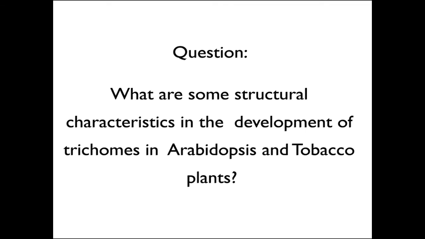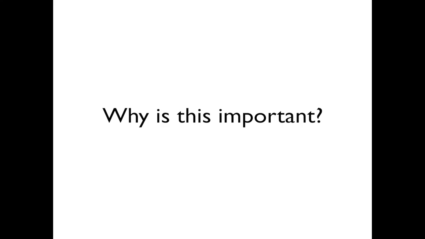What are some structural characteristics in the development of trichomes in arabidopsis and tobacco plants? The significance of this question is that plant leaf hairs or trichomes serve as an excellent model system to study all aspects of plant differentiation and can provide insight at the single cell level. The study of all the developmental stages of a single cell is the first step towards an understanding of how general cellular processes are integrated during development.